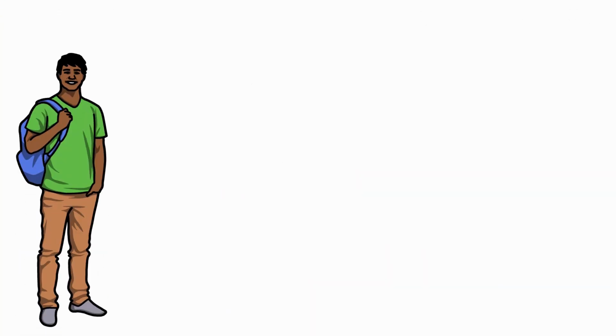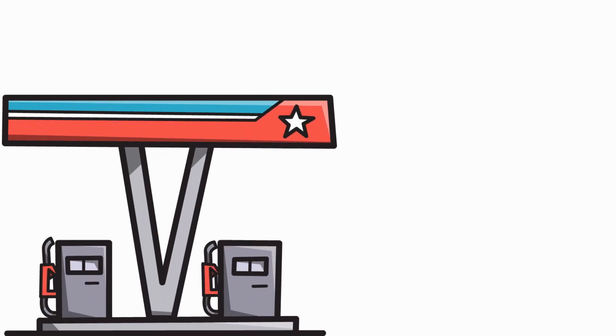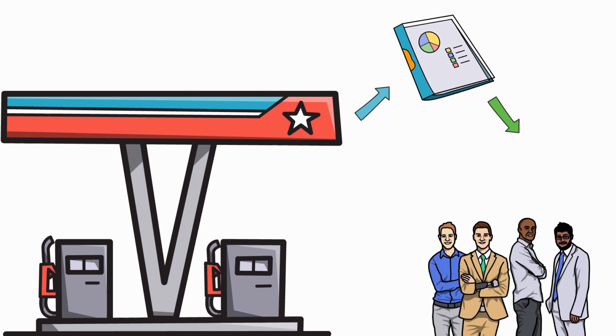Here's the result. In the most basic definition I can think of right now, IPO, or initial public offering, is essentially the process of offering shares of a private company for the first time to the general public.